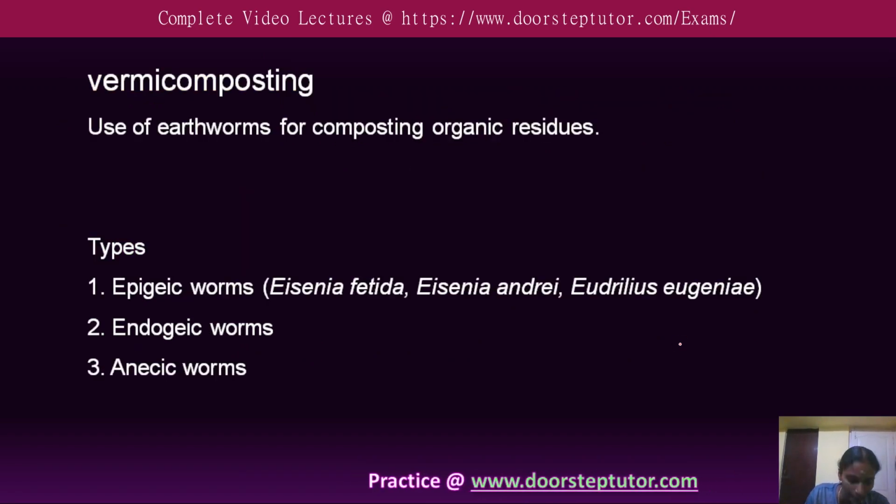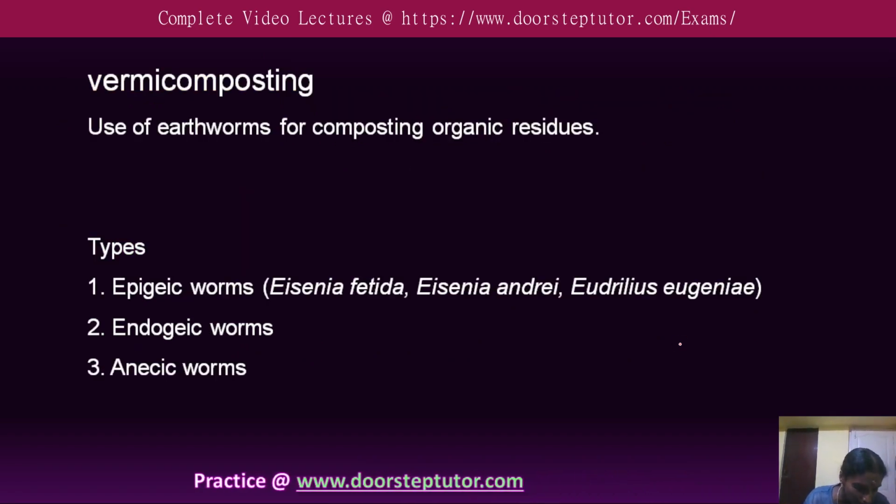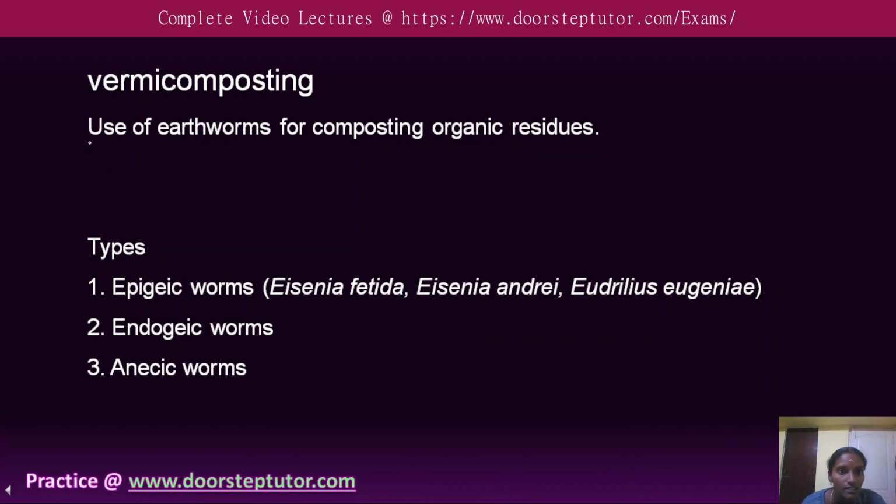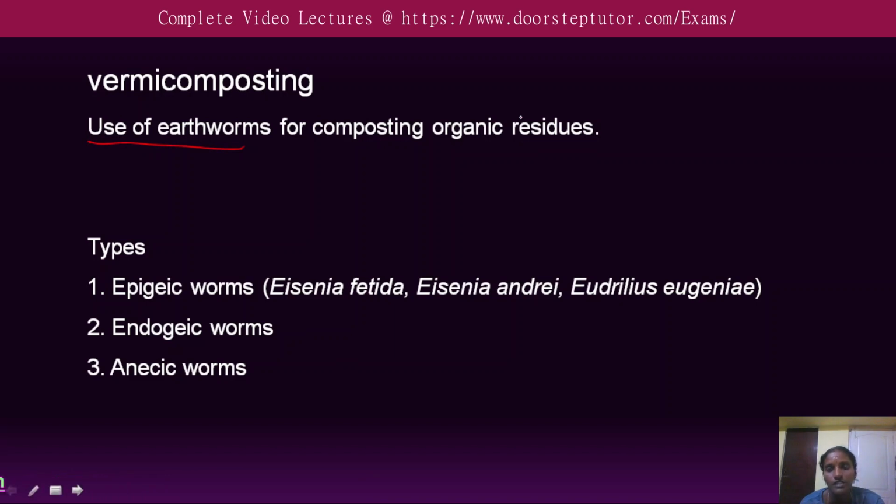Now coming to vermicomposting in detail. As mentioned earlier, here earthworms are used for composting the organic residues. In composting we use mixed MSW, whereas in vermicomposting we use purely organic waste, organic residues alone. And it is carried out by three different types of earthworms. The first one is epigeic, another is endogeic, and the other is anecic.